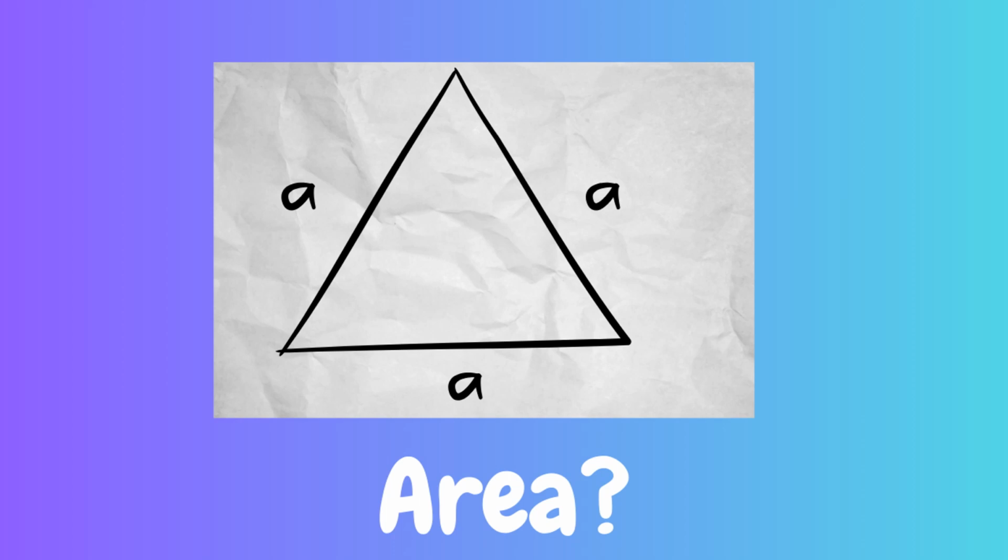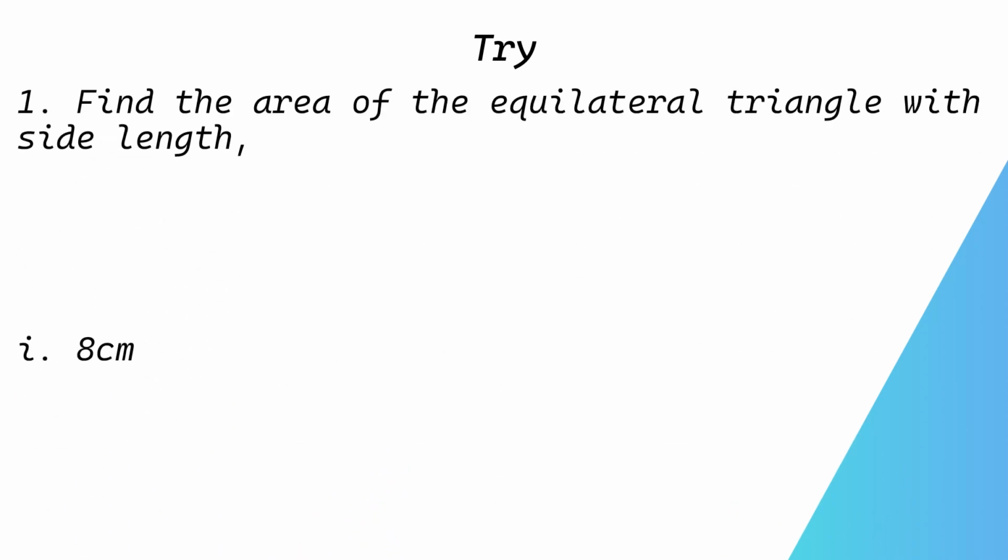If we were asked to find the area of this equilateral triangle, what would the answer be? Okay, then try these questions. Area of equilateral triangle. The side length is 8 centimeters. The side length is 1 meter.